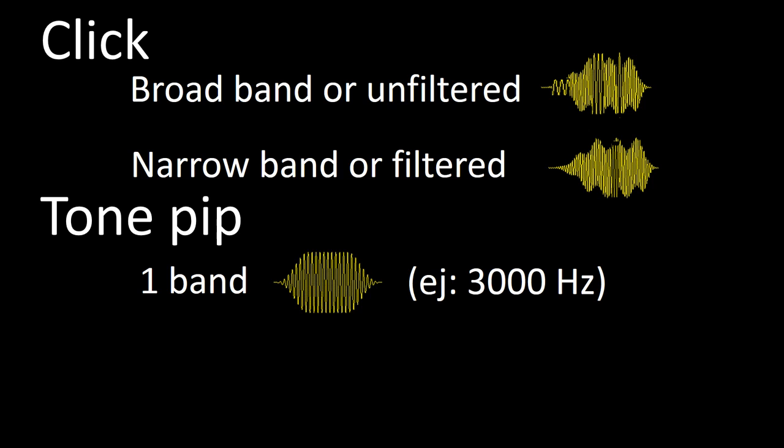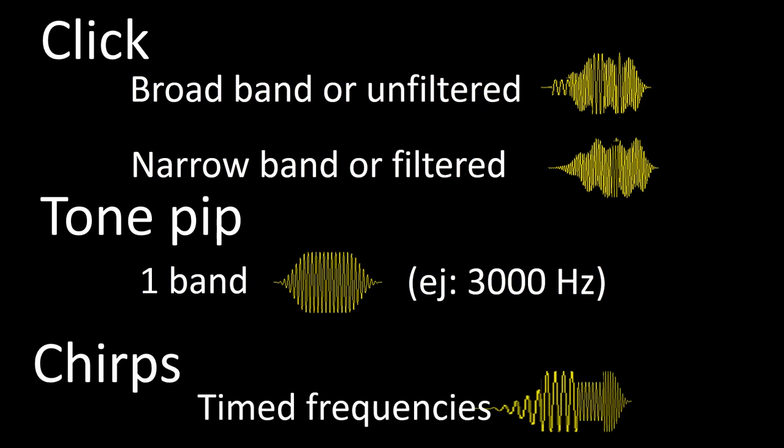In addition to tone pips, brain auditory evoked responses can be triggered by chirps. Chirps consist of specific frequencies delivered at time intervals to oppose the time delay caused by cochlear anatomy.